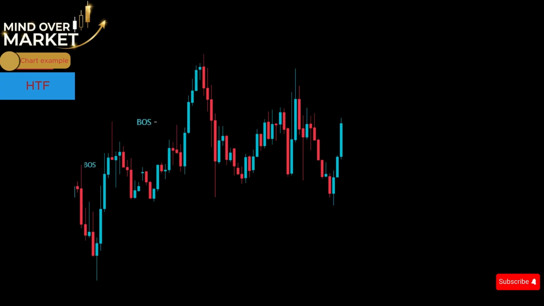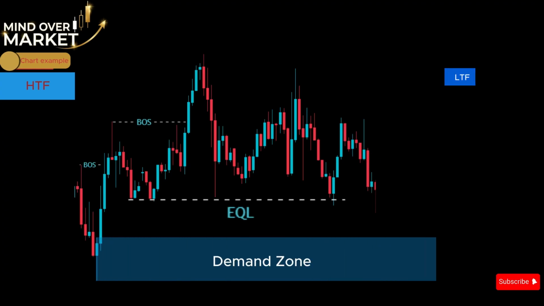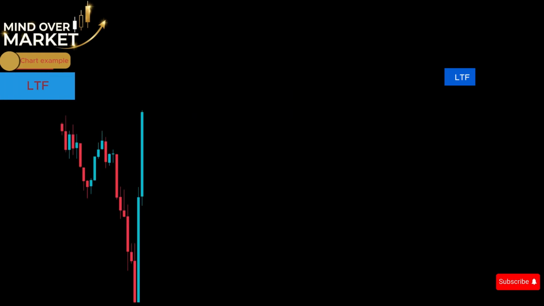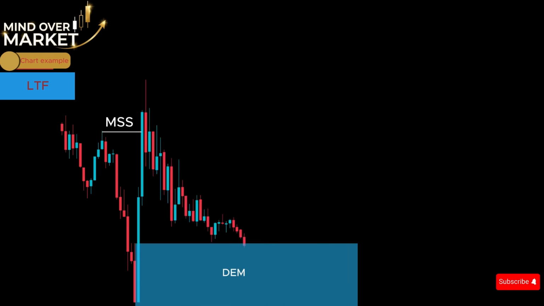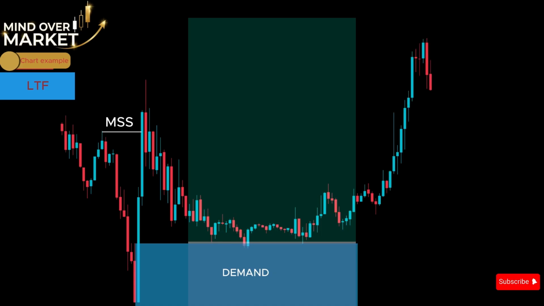Look here, after a break of structure. Notice how liquidity builds directly above this demand zone. Price then sweeps that liquidity and taps straight into our zone. Now, let's drop to the lower time frame to check for confirmation. As you can see, price forms a clear market structure shift, confirming that our setup is valid. Here is exactly how we execute the trade, placing our entry and adjusting our stop loss. And just look at the results.